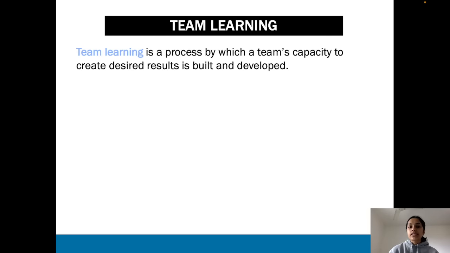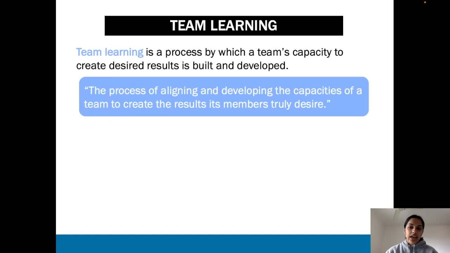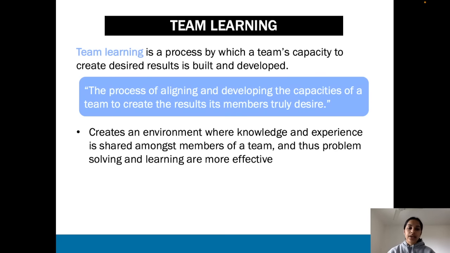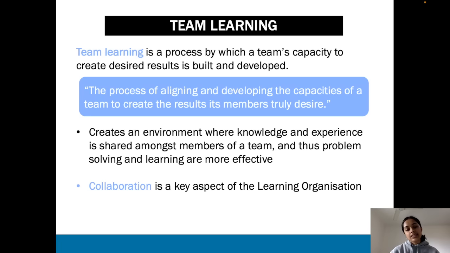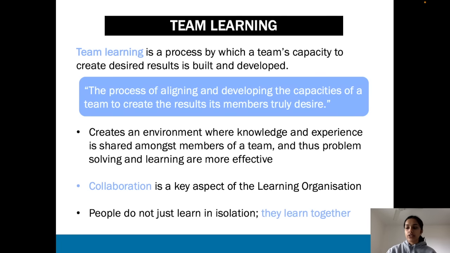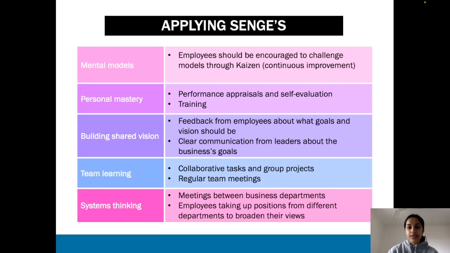Then we have team learning. This is a process by which a team's capacity to create desired results is built and developed. So looking at how a team can learn from each other and learn with each other as well. It's about creating an environment where knowledge and experience are shared amongst the team members, and therefore problem solving and learning are a lot more effective. So everyone is tackling issues and problems together. That links to the idea of collaboration and how that's a key aspect of the learning organization. People don't just learn in isolation, they learn together. So that's really important with this discipline.